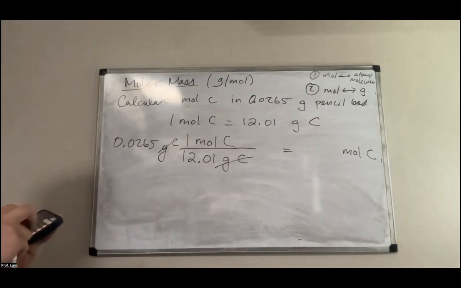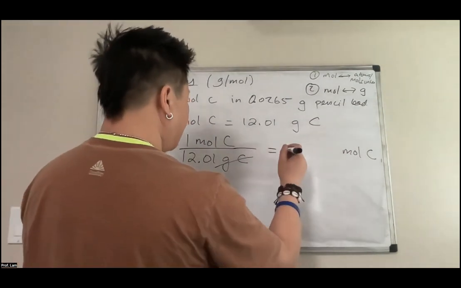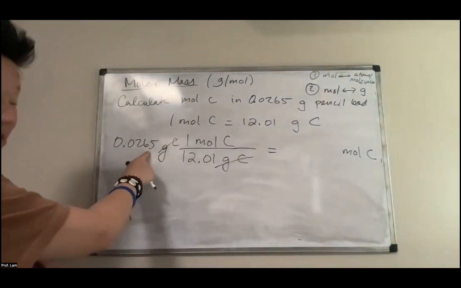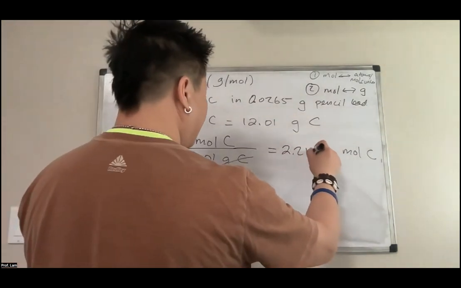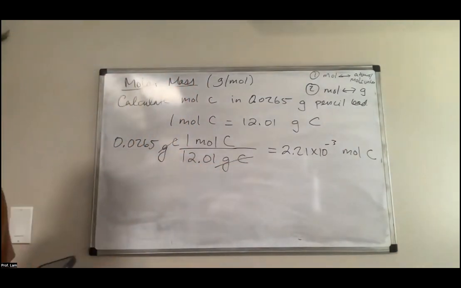And we're going to punch in 0.0265 divided by 12.01. That's going to give us, and how many sig figs, guys? See, this is 4 sig figs. This is just 3. These zeros don't count. So I've got to round to 3 sig figs, which is 2.21 times 10 to the minus 3 moles of carbon.